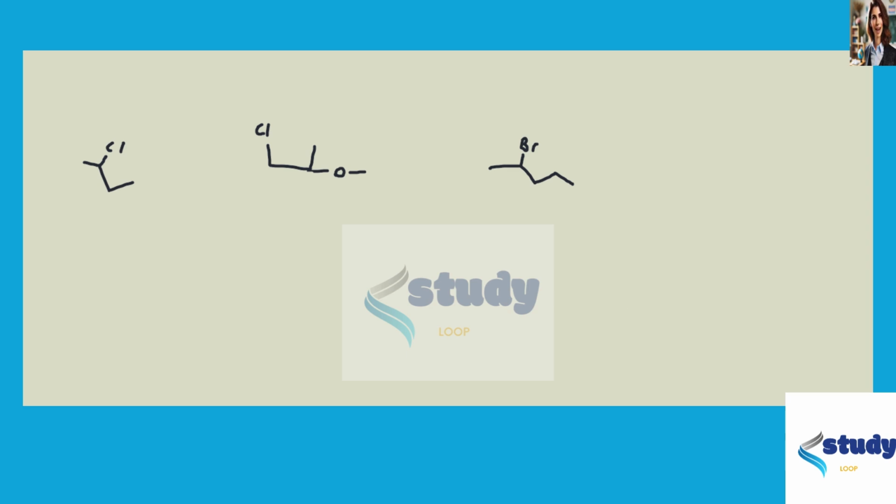So if we determine the number of protons and where they are located in the first example, we know that the terminal methyl has 3 protons. This center here has 1 proton going down, and this carbon here has 2 protons. This terminal methyl has 3.